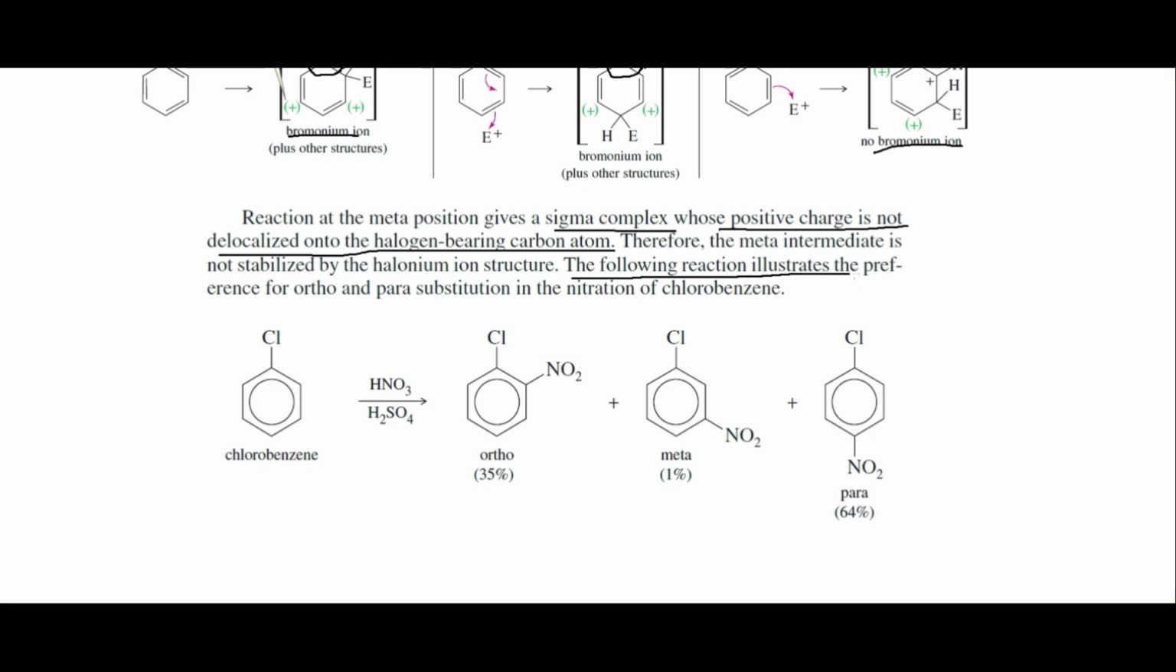So the following reaction illustrates the preference for ortho and para. So what we see, we have our chlorobenzene here. We are going to do this nitration reaction. We end up with 35% ortho, 64% para, and 1% of the meta. And so again, even though this is a deactivator, we are going to be ortho and para directing with it.